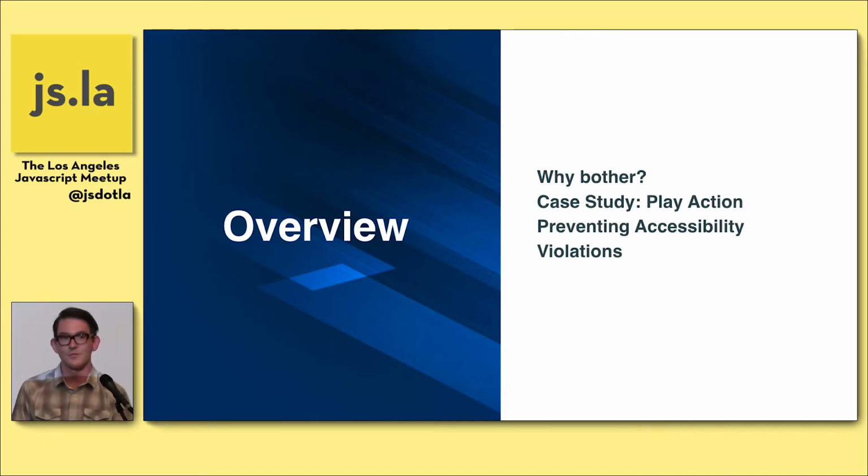I'm going to go over why we are even doing this in the first place. And then I'm going to spend most of my time on Play Action, which is the NFL's new video player, and go through everything that we had to do to make sure it was keyboard navigable and didn't cause any accessibility warnings or violations. Then I'll spend the last little bit talking about ways that you can prevent accessibility issues from even popping up on the web using automation.